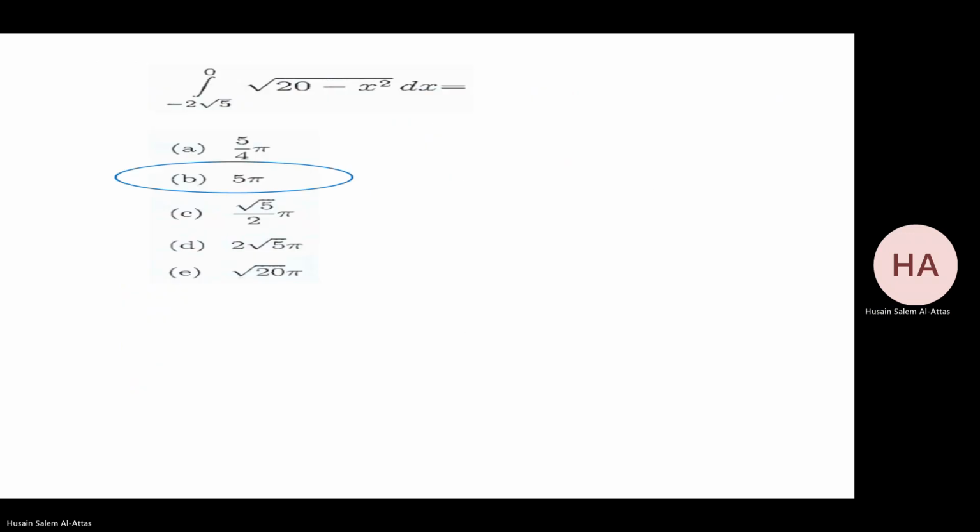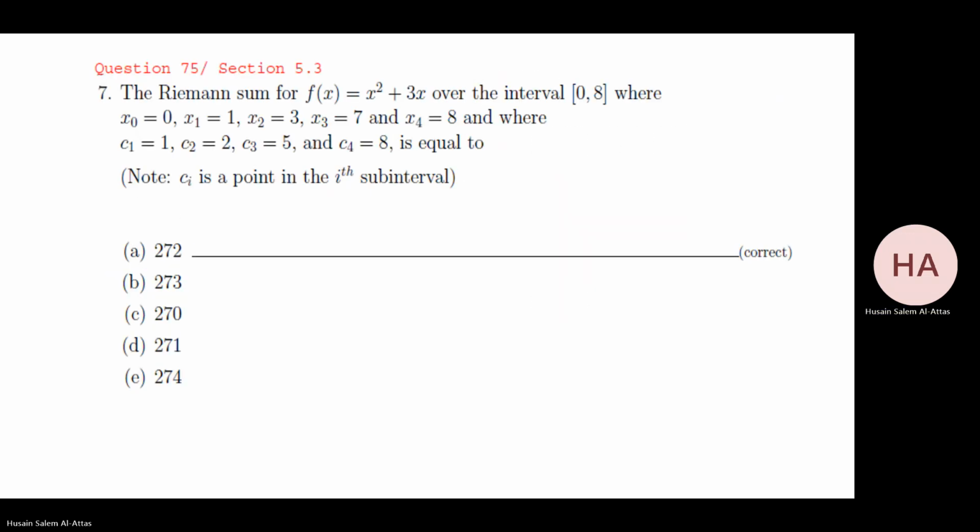The Riemann sum of this function, yeah. Notice he put the values of the partition. Where this is x0, which is the partition. So he split 0 to 8, not in the same width, in different widths. I have x0 equals 0, x1 is 1, x2 is 3, x3 is 7, and x4 is 8. So I have different widths.